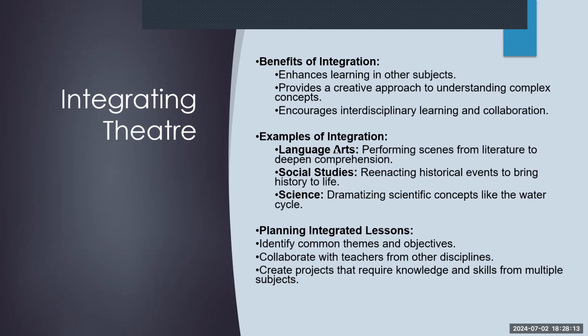So some different ways we can do it, and I just listed these briefly to make it easy. Like language arts, you could easily perform scenes from a book you're reading, let the students act it out so that they can understand it better. For social studies, you could have them acting out some historical events to try and bring it to life. For science, they could even be dramatizing scientific concepts. Okay, let's pretend we're the water in the water cycle. What are we going to do first? And let them practice acting that out and use their imagination to understand it better.